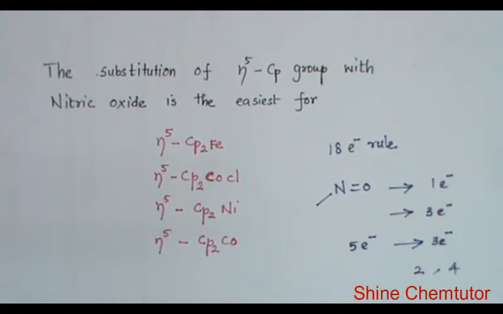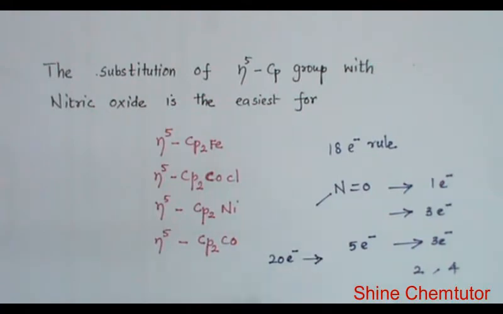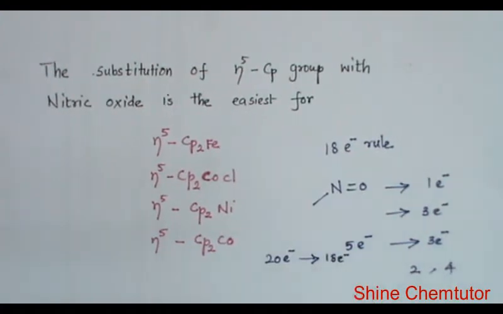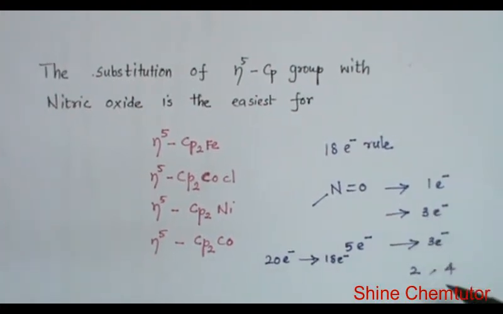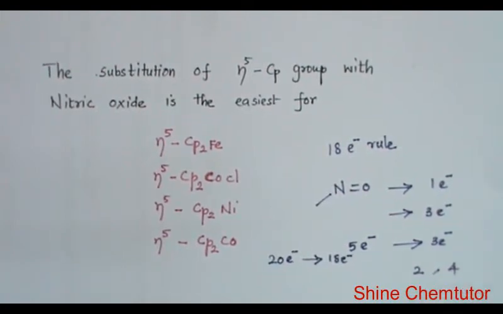Now the system will prefer to become a more stable 18 electron system. Say I have a 20 electron system. When I replace Cp with 3 electron donor NO, that system will become an 18 electron system, and that will be more preferred. If it is an 18 electron system, when I replace Cp with nitric oxide, and the electron donated is 3, then it will become a 16 electron system. That is not preferred. Let us try to calculate.